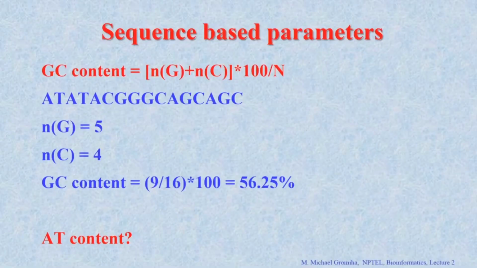I will explain a few examples now. If you have a sequence, for example, this is a sequence: ATA, TAC, GGG, CAG, GAGC. So, this is an example. What is the AT content or the GC content?